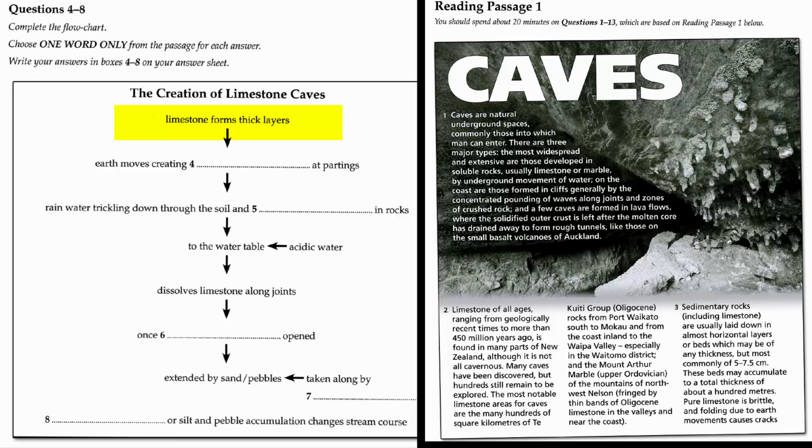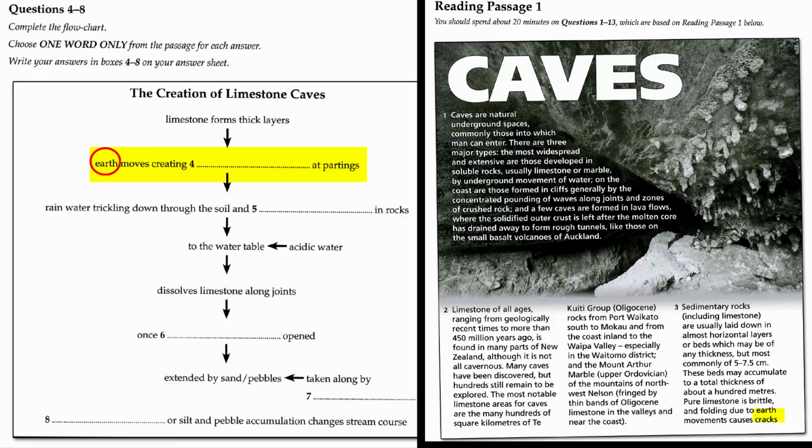They say limestone forms thick layers. Then they say earth moves. Now earth is the clue word. Earth moves, creating dash at partings. Earth moves. So you need to find a paragraph where there is the word earth, then movement of earth, and then parting, and there you will find the answer. So I scanned it, and I found the word earth in third paragraph. Okay, you can just see third paragraph and its second last line.